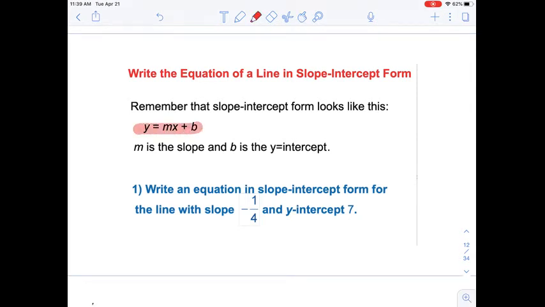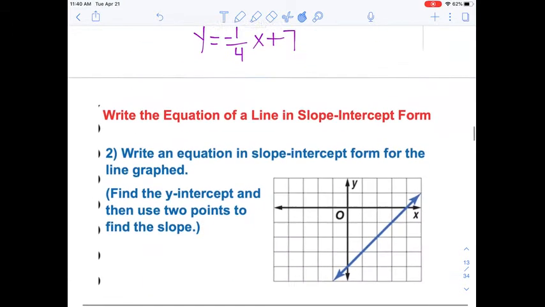So slope-intercept form we talked about previously is written as y equals mx plus b. So m is the slope, b is the y-intercept. So if we're given an equation with the slope of -1/4 and y-intercept of 7, all we have to do is plug those in. So we have y equals, slope is -1/4, so I have -1/4 x, and then my y-intercept is 7, so I'm going to do plus 7.